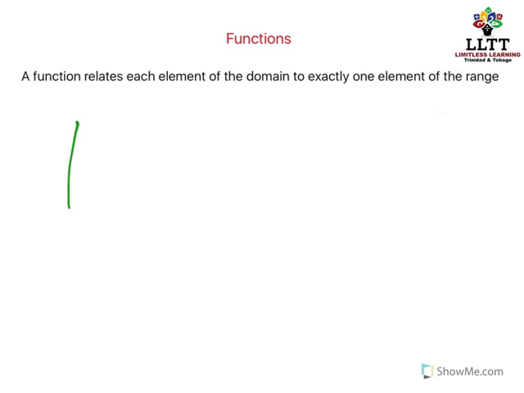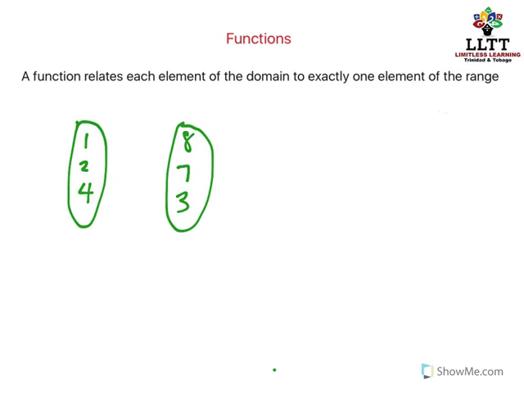So before we were able to show 1, 2, 4, and let's say this is 8, 7, 3. This is a one-to-one mapping.